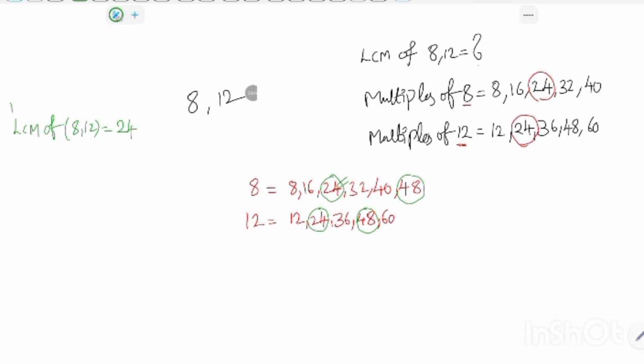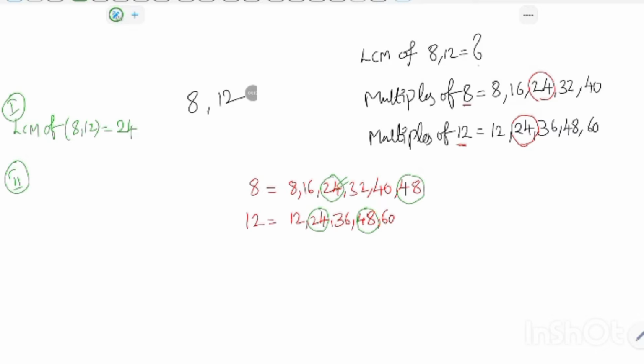So this is the first method, a general method. In this method we wrote multiples of 8 and multiples of 12. Out of these multiples we selected the common multiples, and among these common multiples we need to select the least one. That is the first method. Now we will see the second method, which is the prime factorization method.